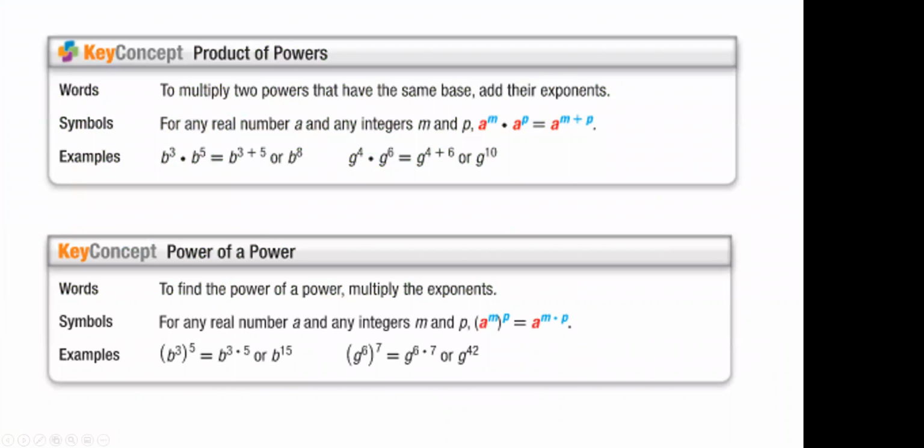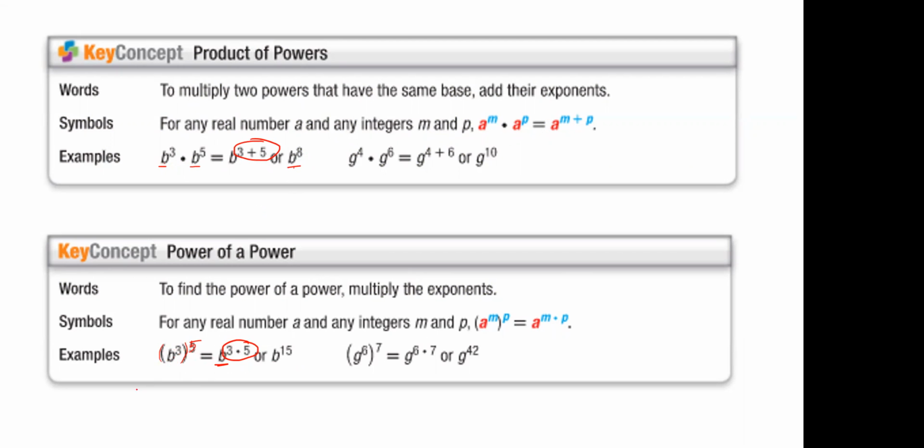The first four sections in Chapter 7 talk about exponents, or powers. When you are multiplying a power with the same base, you add the exponents and keep the base the same. If you are taking a power and raising it to a power, then you keep the base the same, and then you multiply the exponents together.